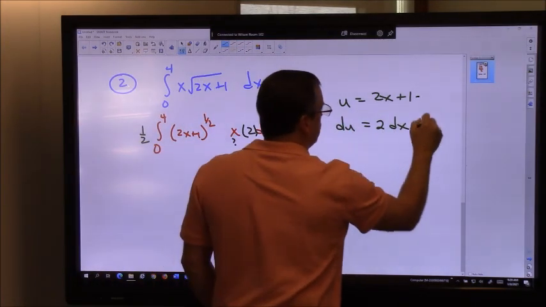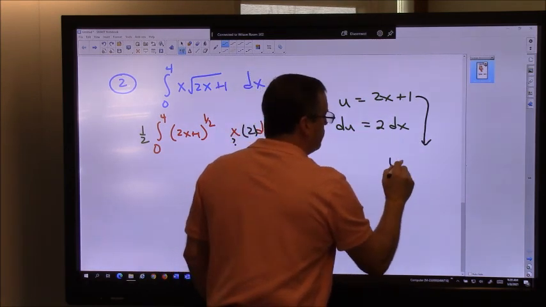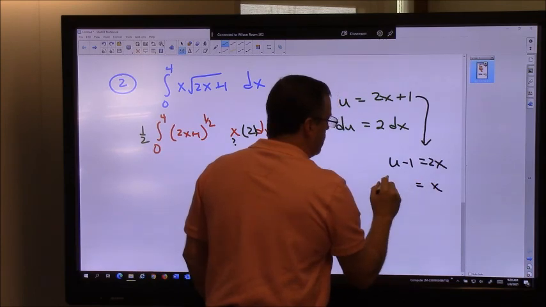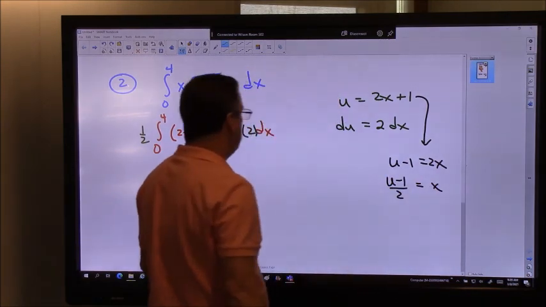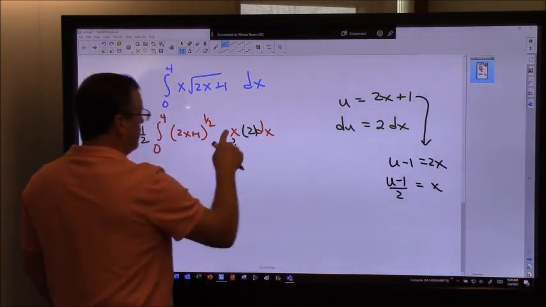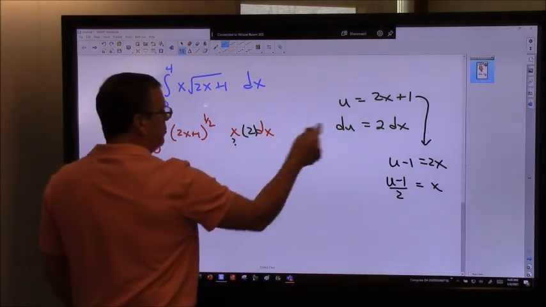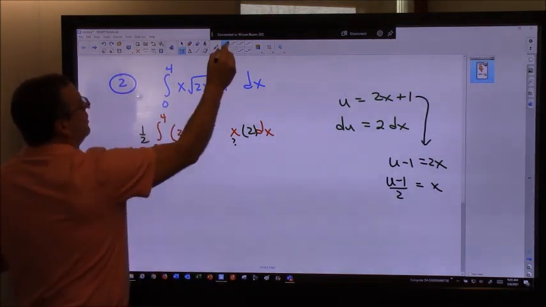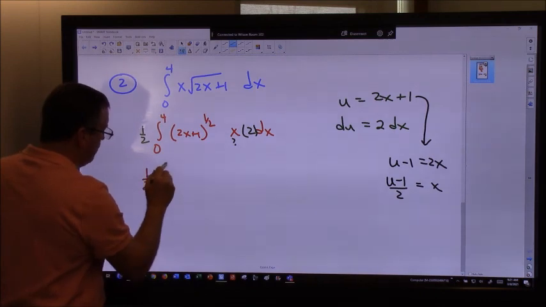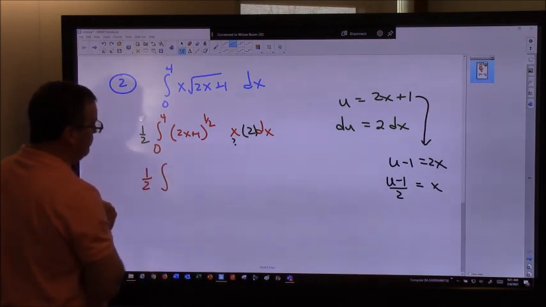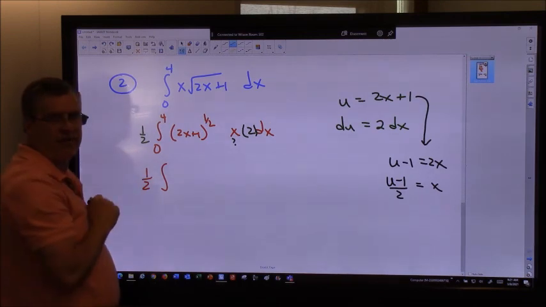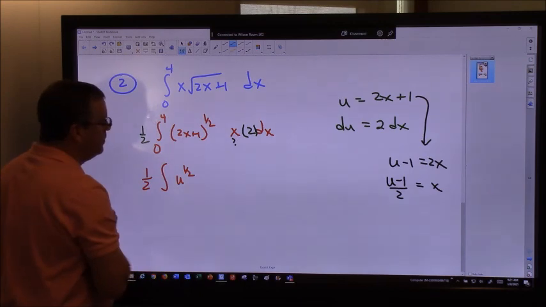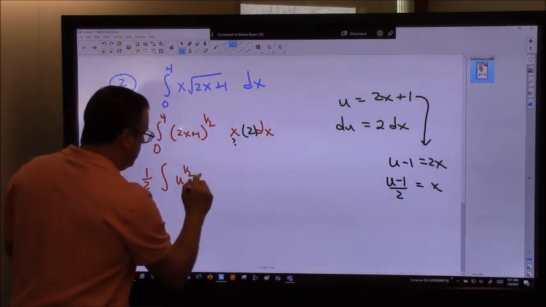So let me go over here and solve this. I'll bring the 1 to the other side, so I've got u minus 1 equals 2x, and so x is going to equal u minus 1 over 2. So that's going to go in place of the x variable, du is going to go in place of this, and u will go in place of this. So here's my new integral. I've got 1/2, and then the integral from a to b, but we'll get that here in just a second. So I've got u to the 1/2 times u minus 1 divided by 2.